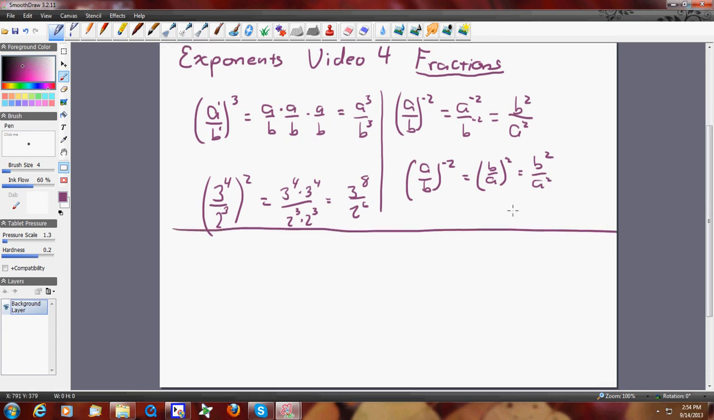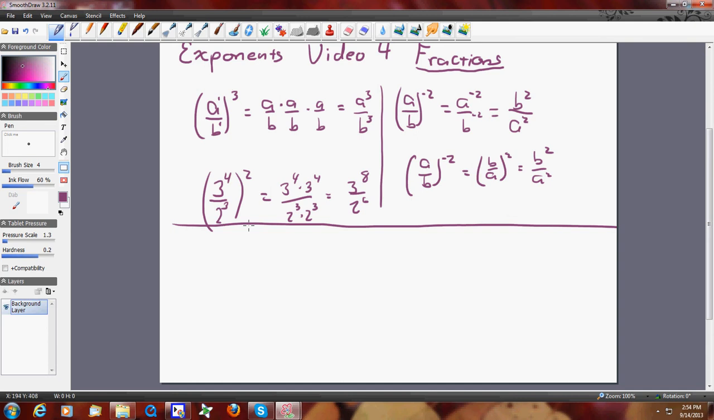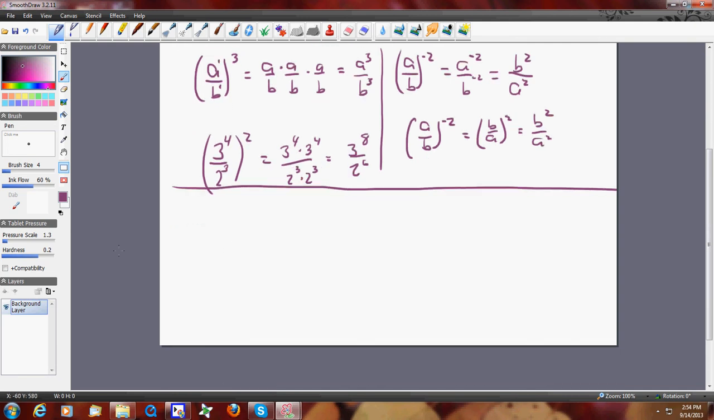Now I will show you this. This is actually super important, and it's actually a brand new law. If you have a base to a fractional power, it's actually equal to the c root of a to the b.